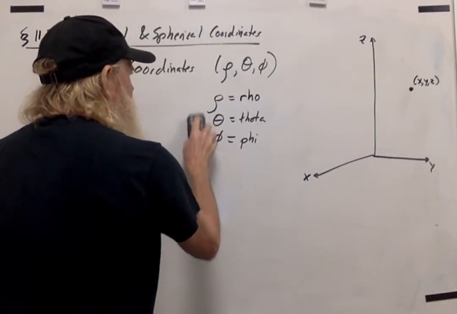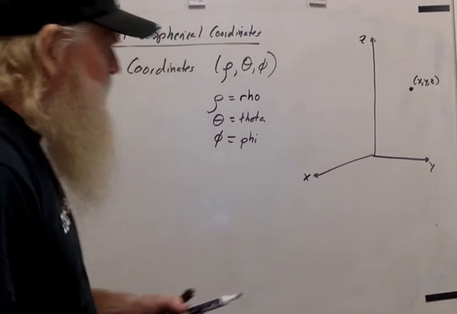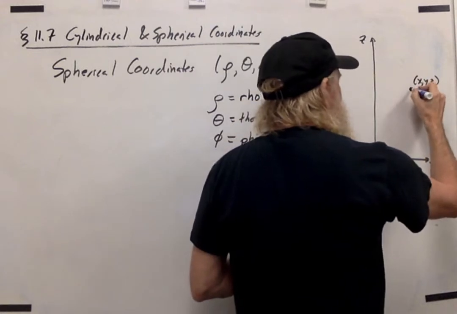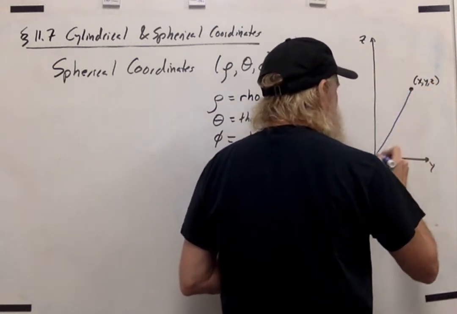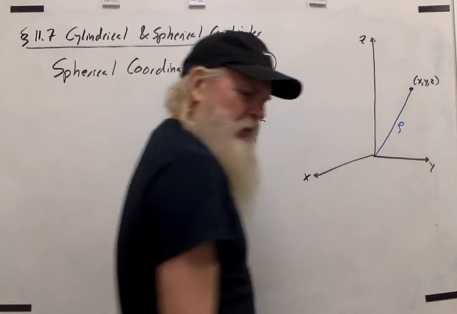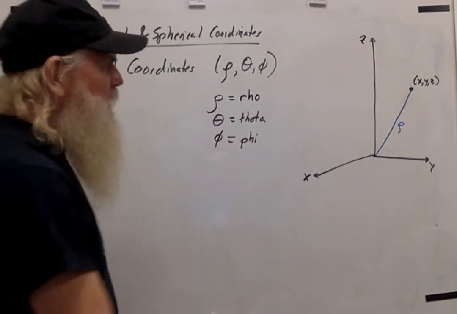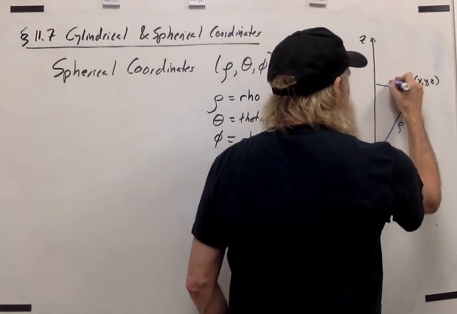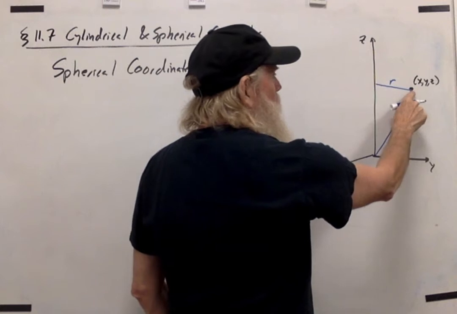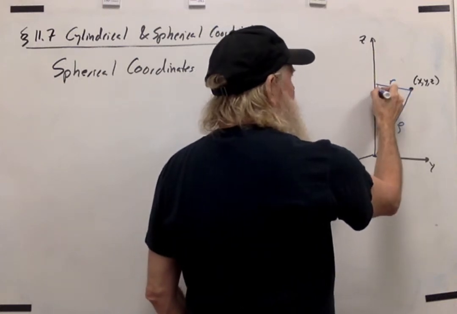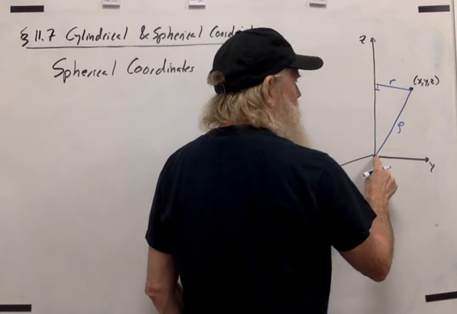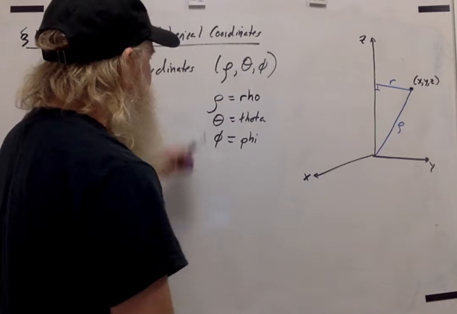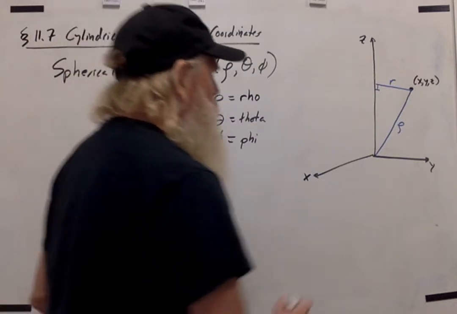Now to give you an idea of what rho, phi, and theta are, let me show you in this diagram. Rho is the distance of a point to the origin. So rho is how far this is from the origin. Now you can contrast that with r from cylindrical coordinates. R is the perpendicular distance of the point to the z-axis. Rho measures how far the point is from the origin.